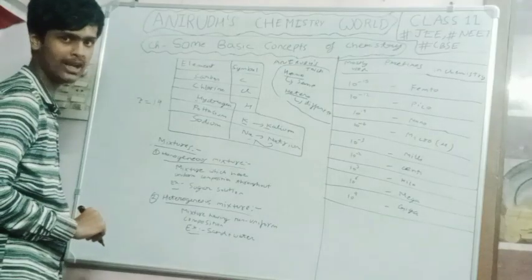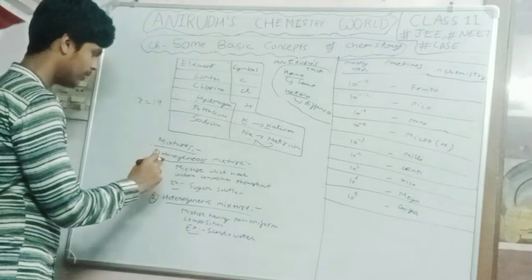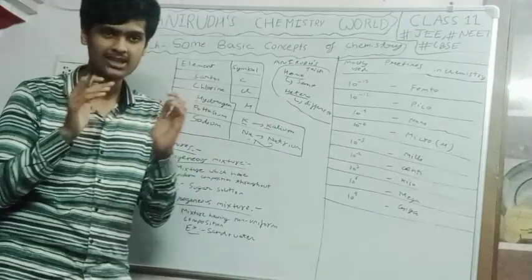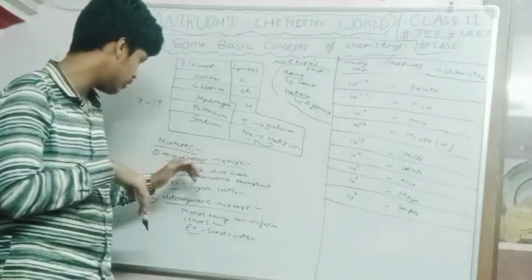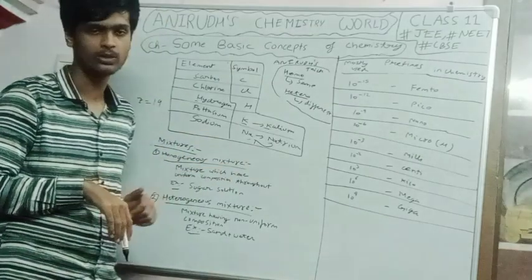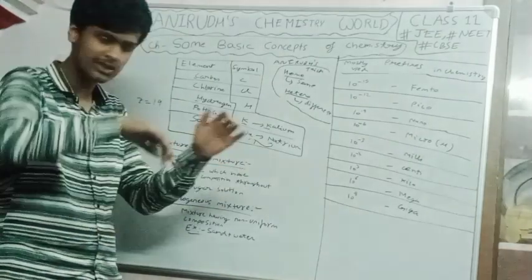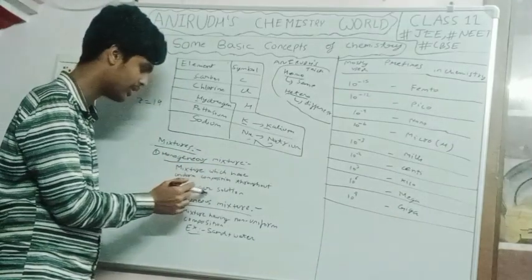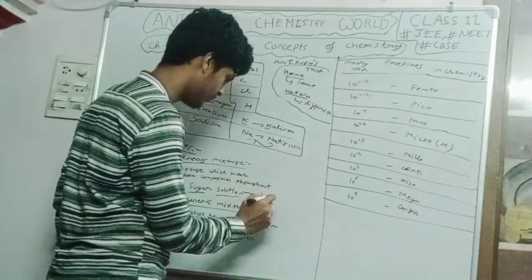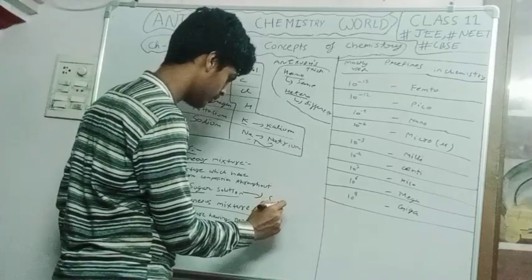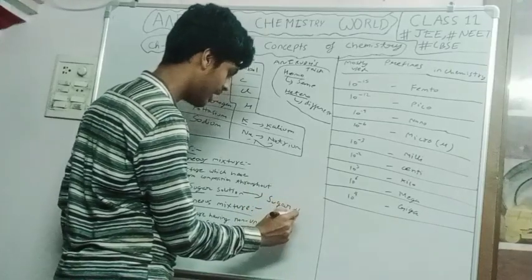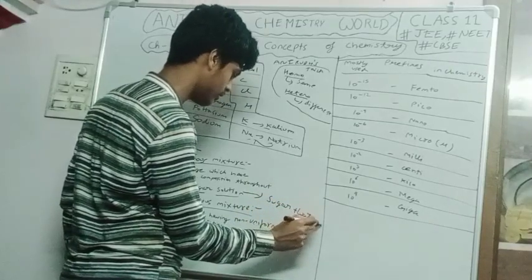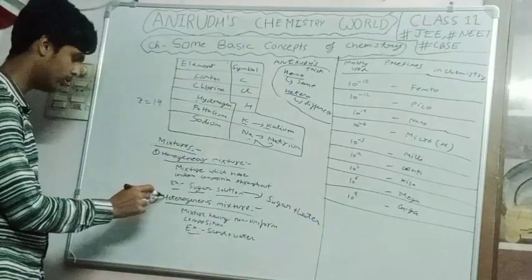Homogeneous mixture. Now you might have understood this. A homogeneous mixture is a mixture which has uniform composition throughout. I told you the example previously: sugar solution. What is sugar solution? Sugar added to water.